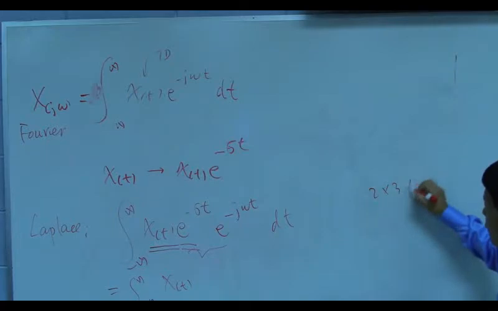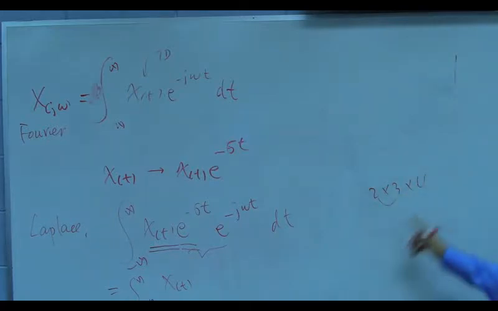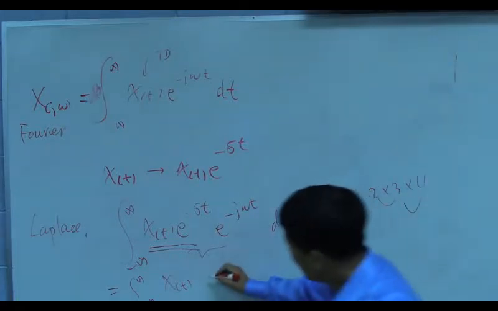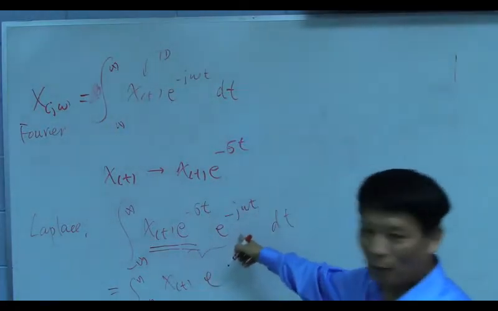2 times 3 times 4. I can do this first, 2 times 3 equals 6, then 6 times 4 equals 24. Or I can do this first, 3 times 4 equals 12, then 2 times 12 equals 24. What property is this? The property is associative. Associative, right? Okay, so I will use this one and multiply this first.